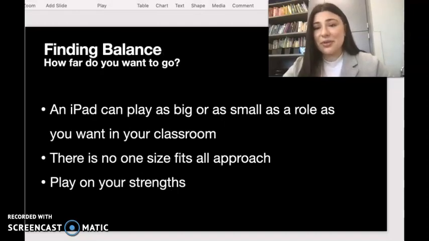So last, I want to leave you guys with this: the iPad can play as big or as small a role as you want in your classroom. There's no one-size-fits-all approach, and you really have to rely on your strengths, just like you do with all the other areas of your teaching. Know yourself, know your students, and do what works best for you.